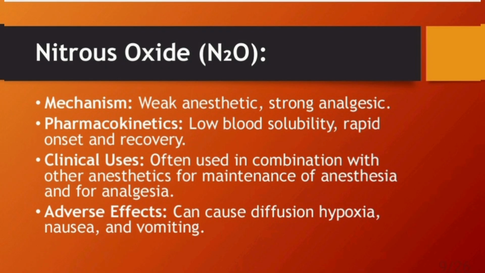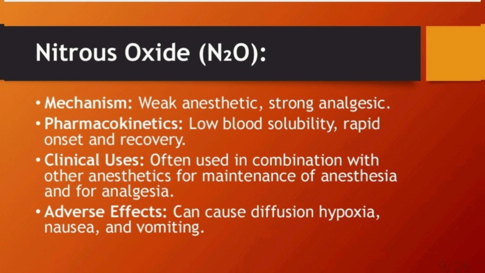First one is nitrous oxide. Mechanism: it is a weak anesthetic and strong analgesic. Then pharmacokinetics: it is having low blood solubility, rapid onset, and so recovery is also rapid. Whenever there is rapid onset of action, recovery is also very rapid.